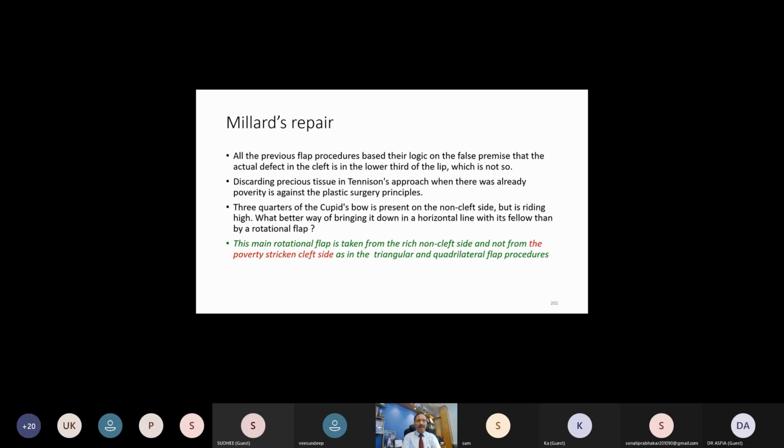Then came the Millard repair. All the previous flap procedures were based in their logic on the false premise that the actual defect in the cleft is in the lower third of the lip, which is not so, he said. Discarding precious tissue in the Tennison approach when there was already poverty is against the plastic surgery principle. And 3/4 of the Cupid's bow is present on the non-cleft side, but is riding high. What better way of bringing it down in a horizontal line with its fellow than by a rotational flap? So he rotated the medial edge of the cleft downwards.